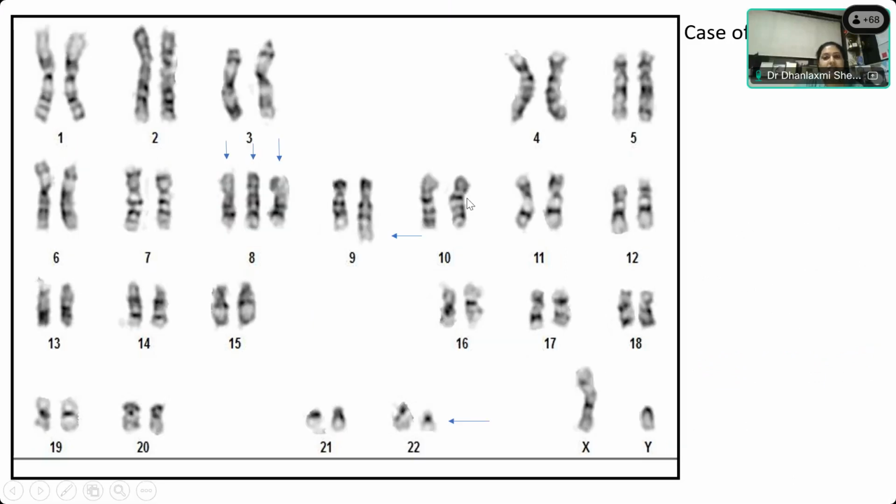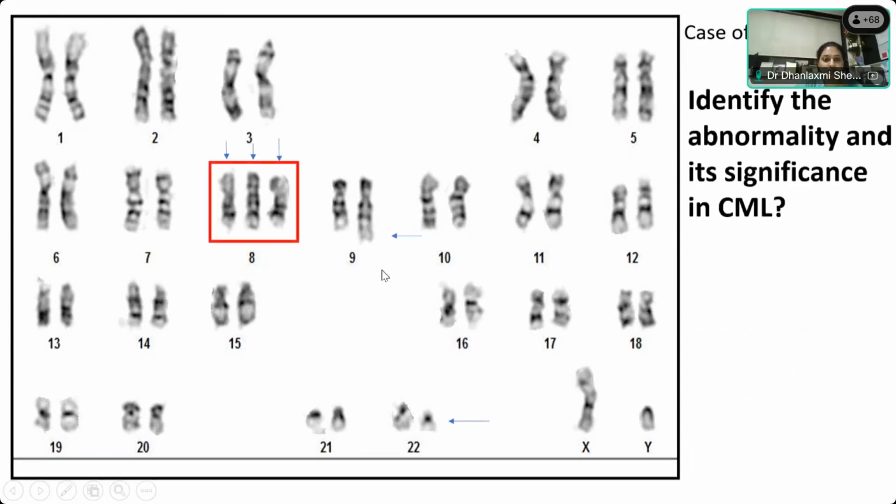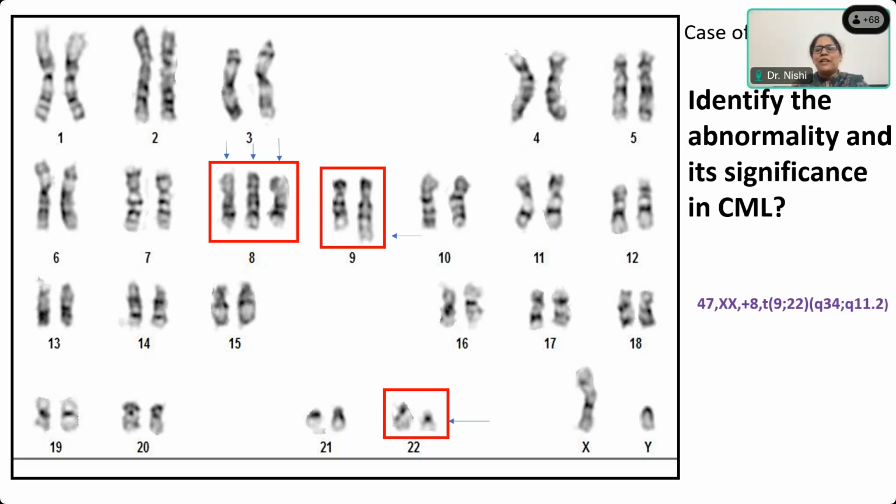Again, I think very simple. This is a case of CML. And here you can see the classic 9;22, right? Reciprocal translocation, balanced reciprocal translocation. However, along with this, what you can see here is an extra chromosome 8, which is trisomy 8. And what are the results? What is the answer? What is the abnormality that is detected? Participants have answered trisomy 8 also, and translocation 9;22. So this is trisomy 8 along with the 9;22.